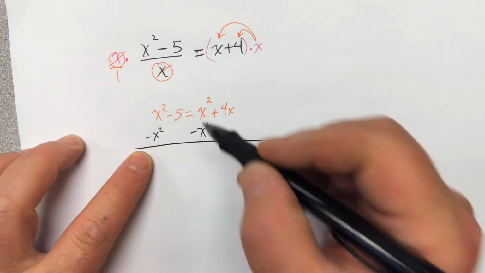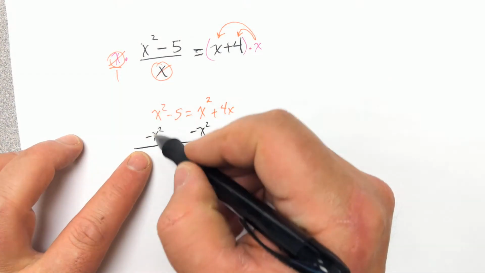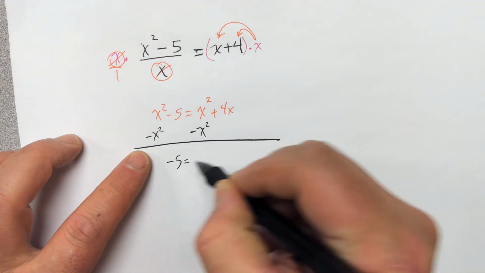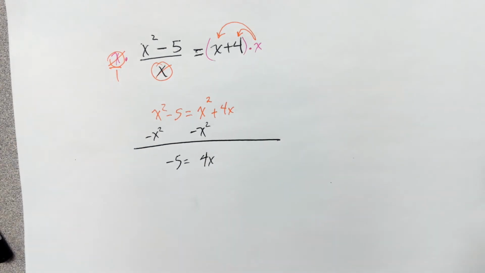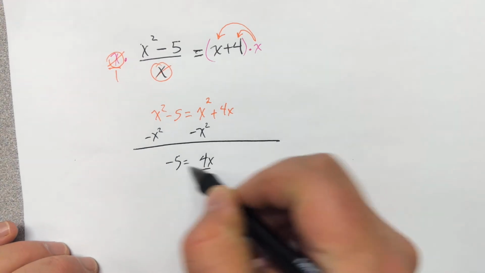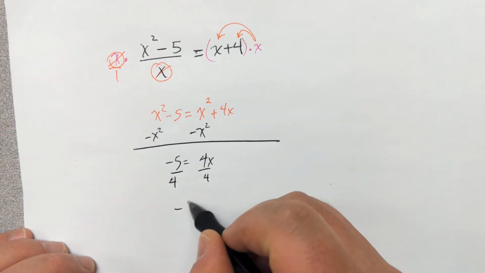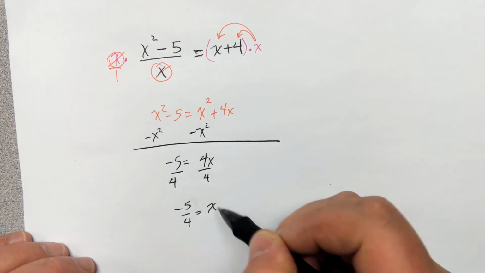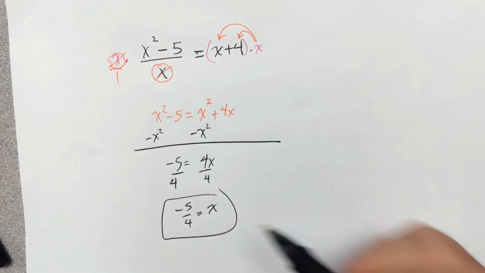Like this, because that's 0. And this is 0. So you're left with negative 5 equals 4x. Now you just have one step. You have to divide. Negative 5 over 4 equals x. D-O-N-E, finished.